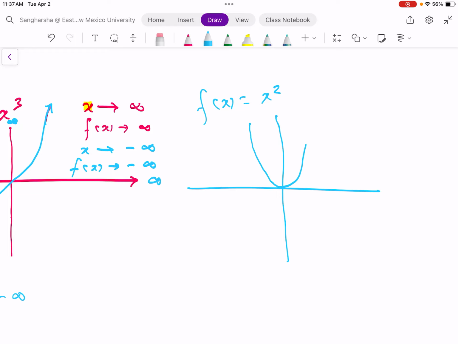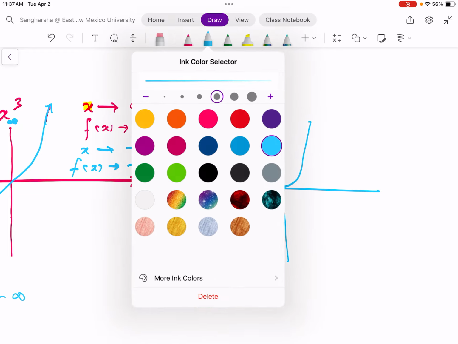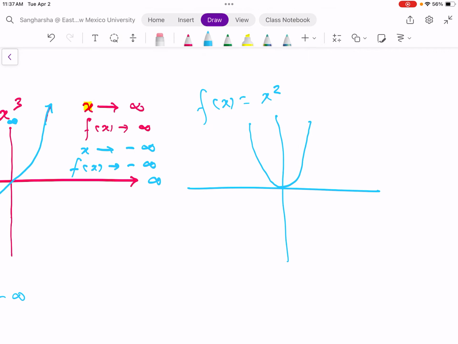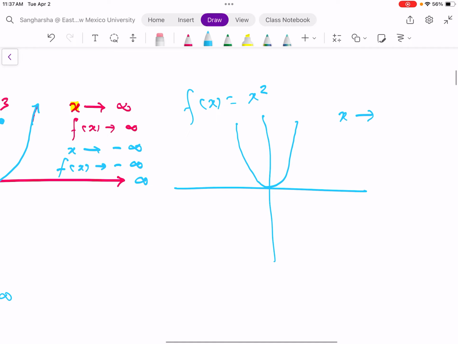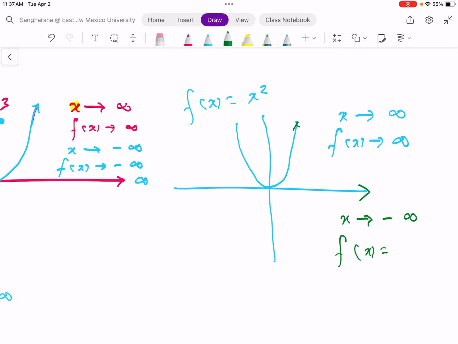Now, similarly, as we take our input x very big, toward positive infinity, our output is also very big, right? So as we go all the way to the right, our graph goes all the way up, toward positive infinity. If we choose our x to be a very small number, toward negative infinity, what happens to f of x?